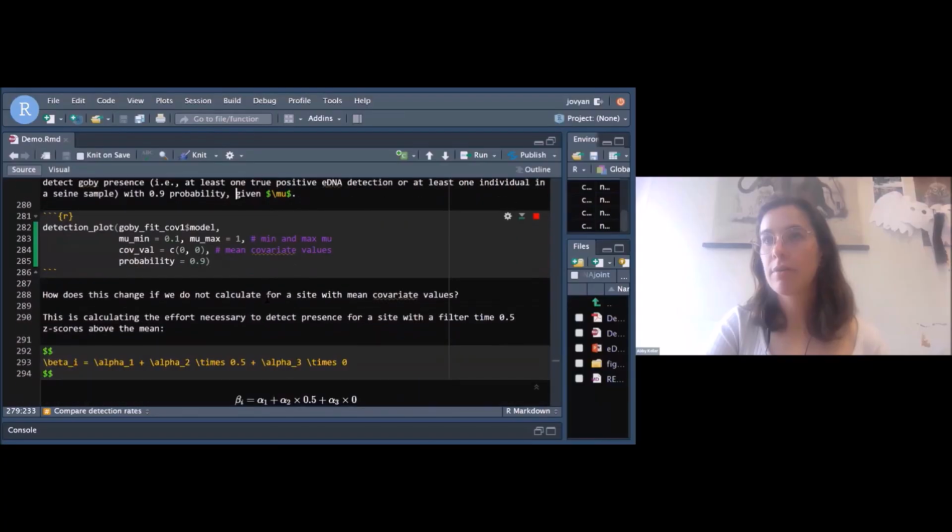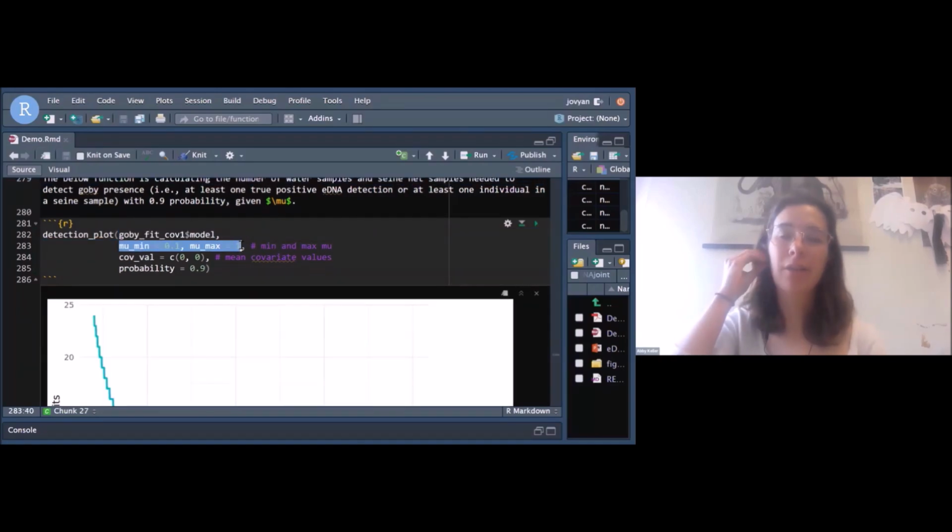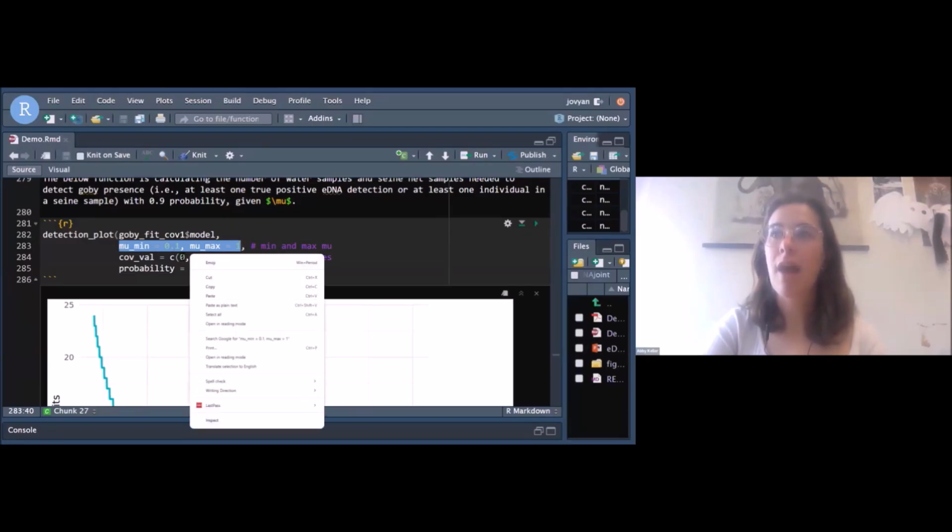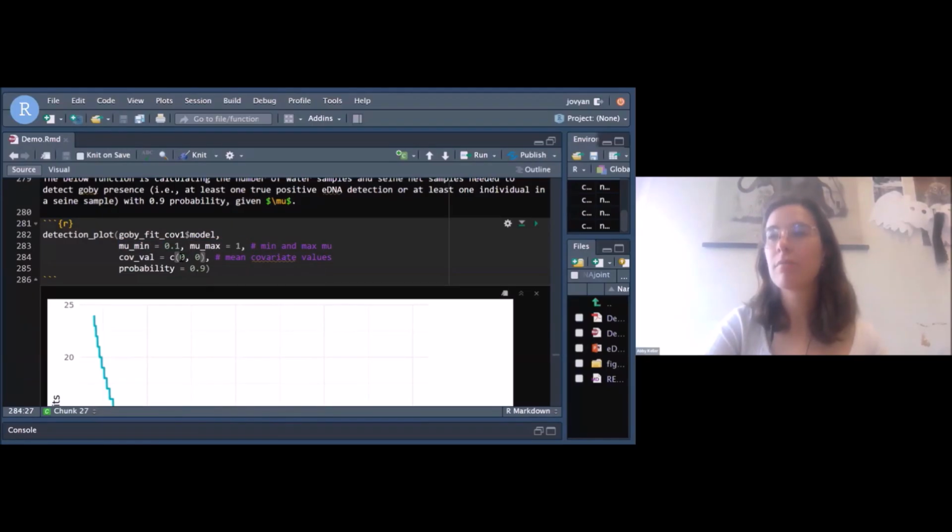So we're going to run this. Again, the arguments are our model fit. This will become a little more obvious when you see the result, but we're going to calculate this for a range of species densities. We're going to make this calculation at an average site, so the filter time is 0 and salinity is 0. And we're going to ask how many survey units should we collect to detect presence with 0.9 probability.